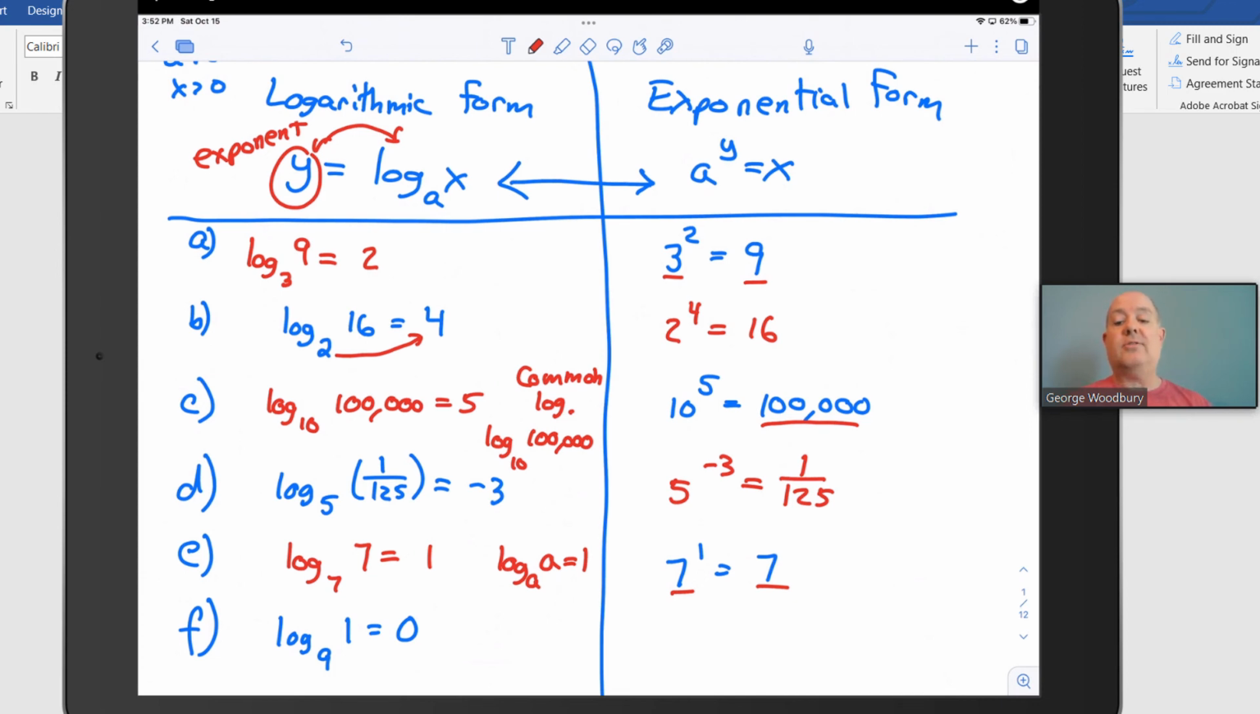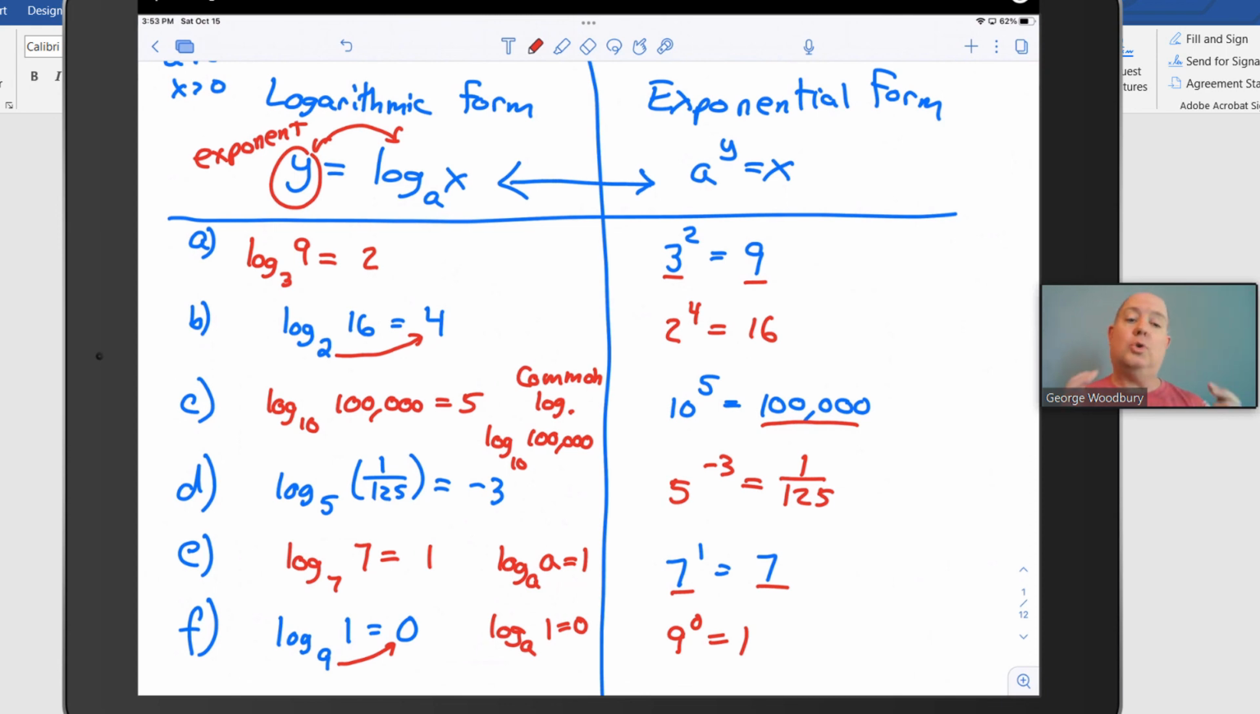For F, log base 9 of 1 equals 0. Take the 9 and raise it to what's on the other side, 0. Set it equal to the argument. So 9 to the 0 power equals 1. This one is true no matter what the base is as well. We'll talk about this in a later video too. Log base a of 1 equals 0 for any base a that's positive and not equal to 1.